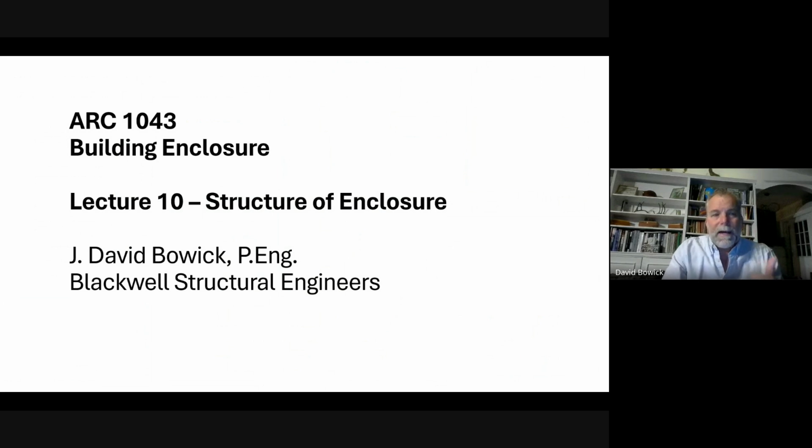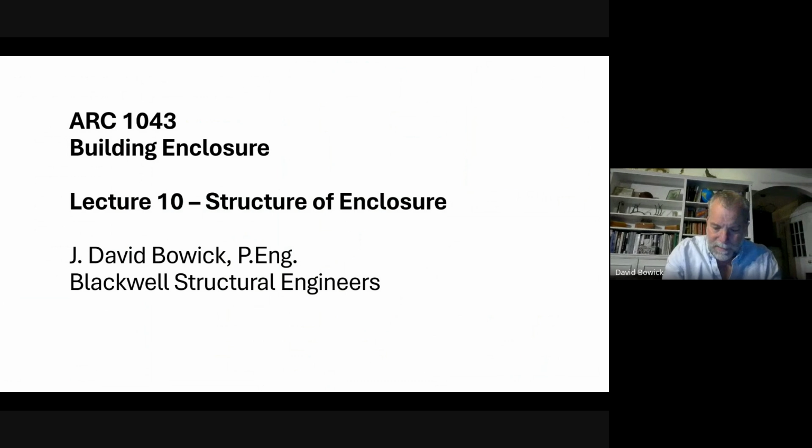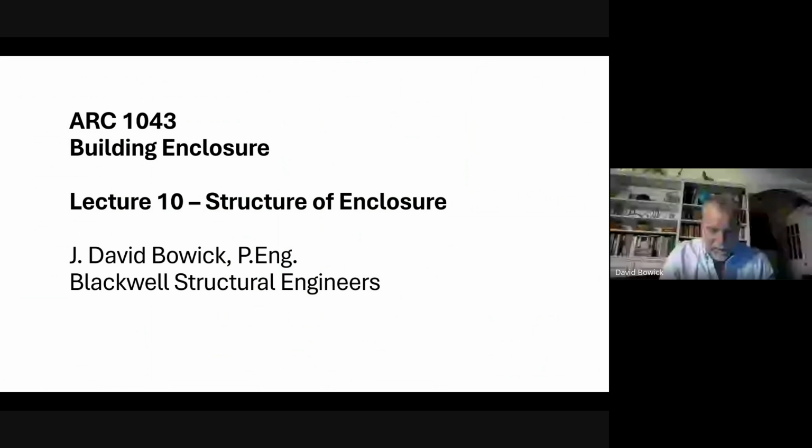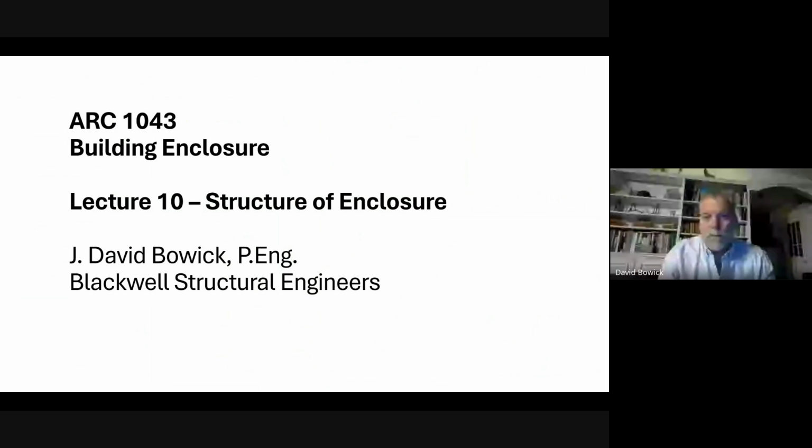Your enclosure has to manage access, so egress, letting people in and out. It's got to manage insects. It's got to manage sound. It's got to manage fire. And all of this it can't do unless it provides structure.